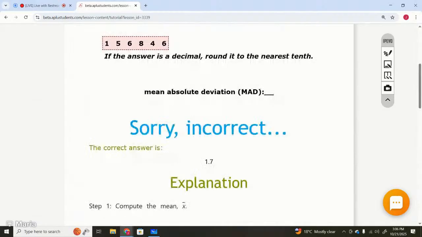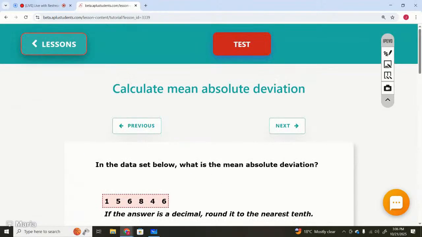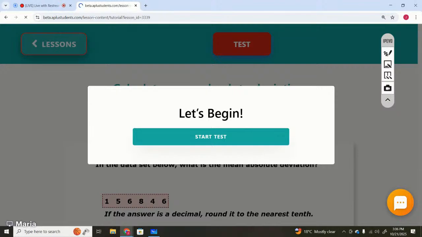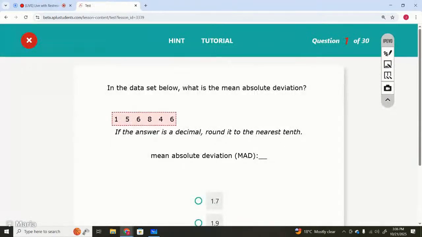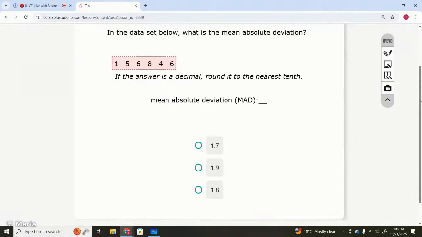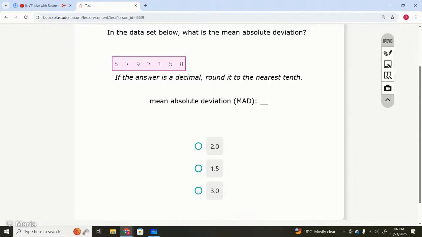Let's just start with the test questions. In the dataset below, what is the mean absolute deviation? That is the one we just did. That is 1.7. So for the mean absolute deviation, the first thing you need to do is calculate the mean.